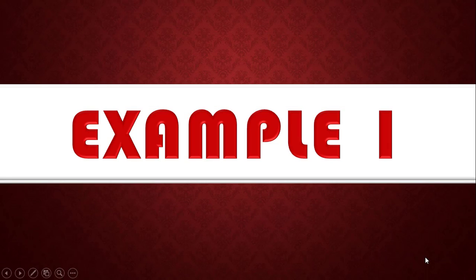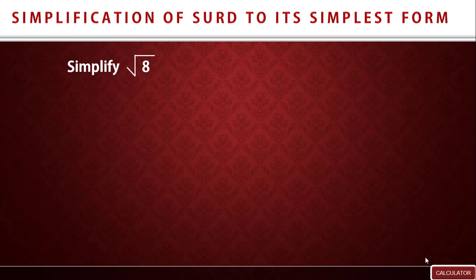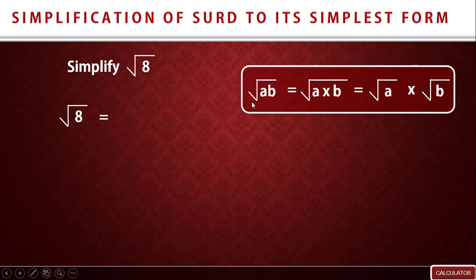Now let's look at example 1. Simplify the square root of 8. So we're given this question to simplify the square root of 8. To solve this, which is a single surd, all we need to do is to make use of our rule 1. Rule 1 says that if we have the square root of A times B, we can break it to be the square root of A times B, and then we can further break it into parts by saying the square root of A times the square root of B. So let's see how to do that.